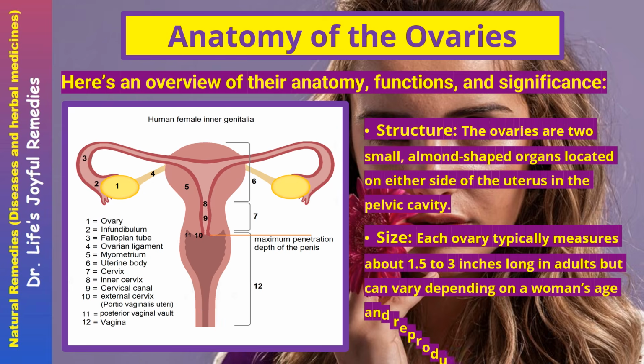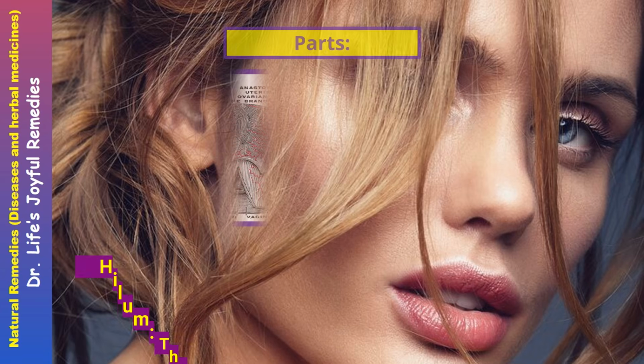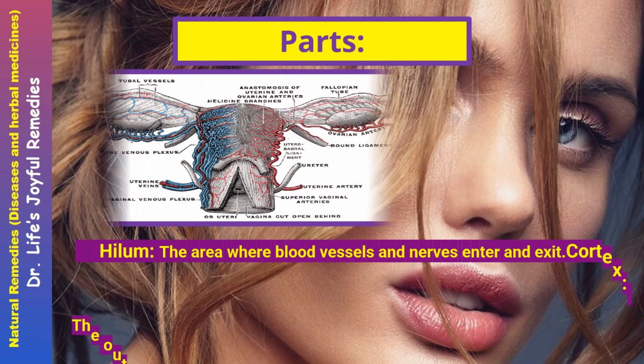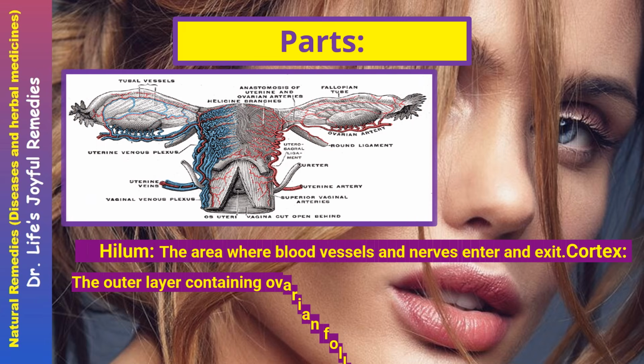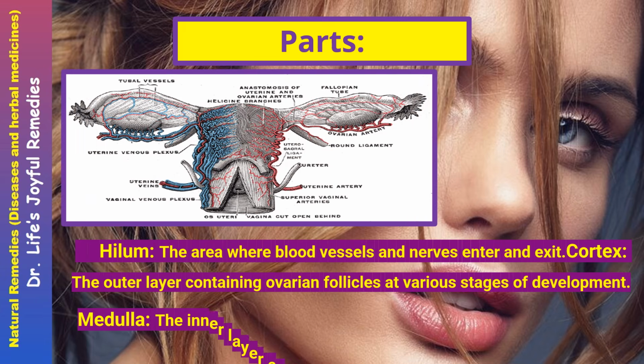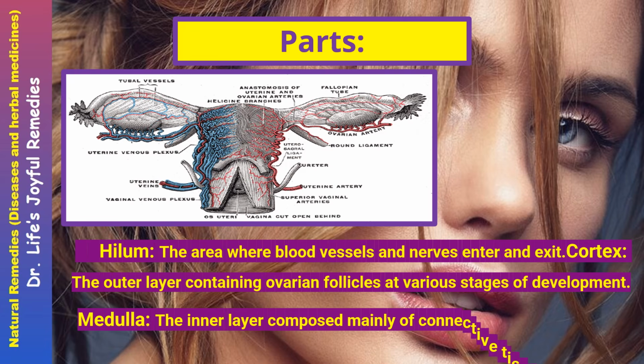Size. Each ovary typically measures about 1.5 to 3 inches long in adults but can vary depending on a woman's age and reproductive history. Parts. Hilum, the area where blood vessels and nerves enter and exit. Cortex, the outer layer containing ovarian follicles at various stages of development. Medulla, the inner layer composed mainly of connective tissue with blood vessels.